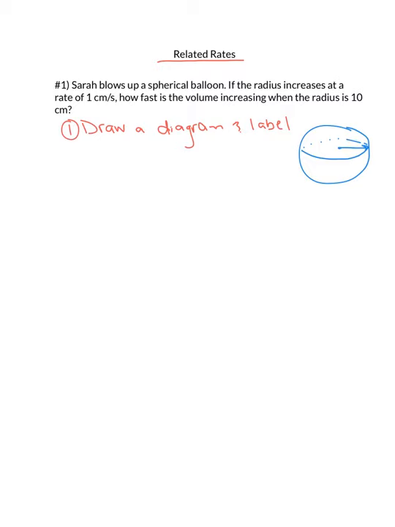If the radius increases at a rate of 1 centimeter per second, how fast is the volume increasing when the radius is 10 centimeters? So our first step is always going to be to draw a diagram and label. So there isn't really much that we can draw in terms of a diagram for this question. But I mean, we can draw a sphere and we can label our radius in here.